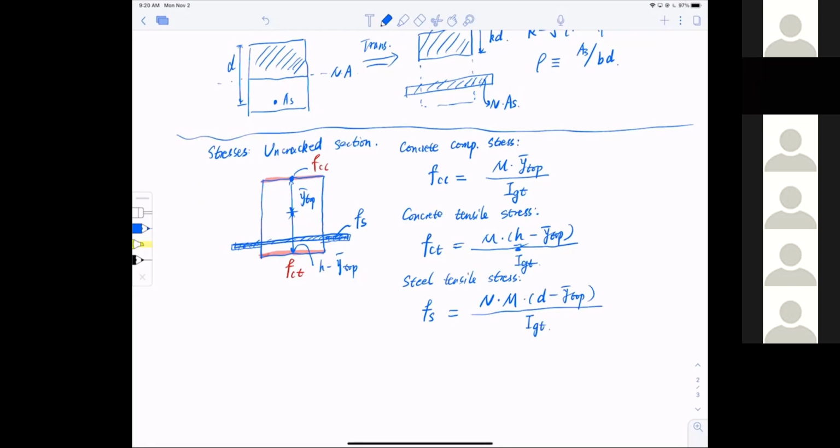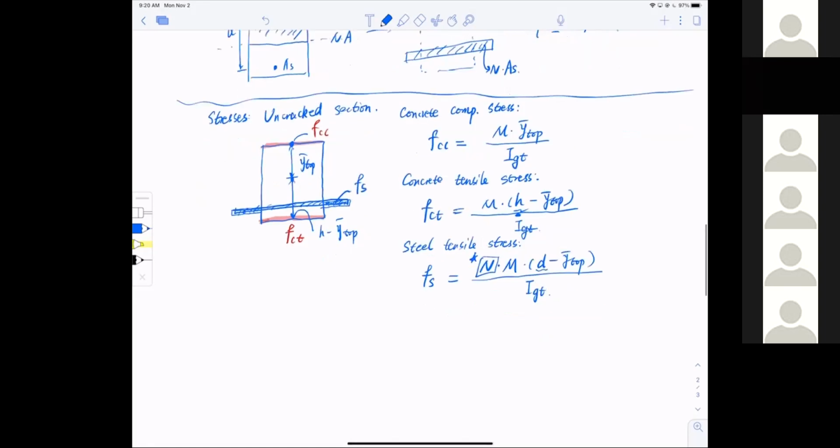That is the tensile stress in steel. The key factor here is the modular ratio, and don't forget to multiply by it. Also, this is the depth D here, not H. So this is the stress for the uncracked section. Forgot to label it 1.